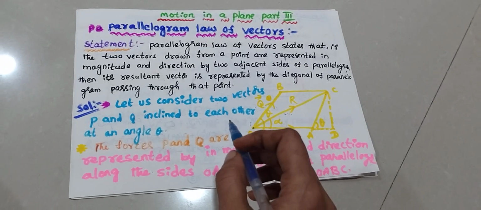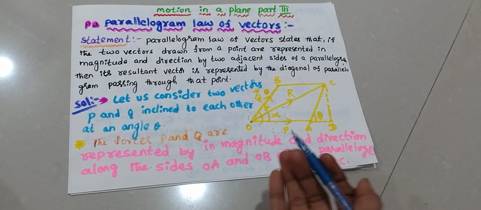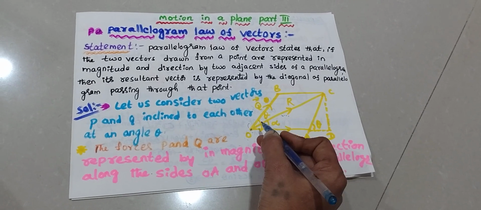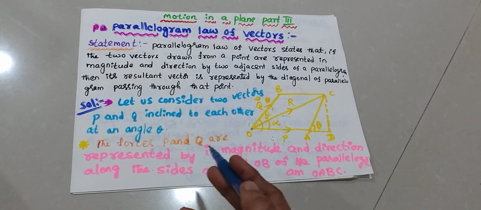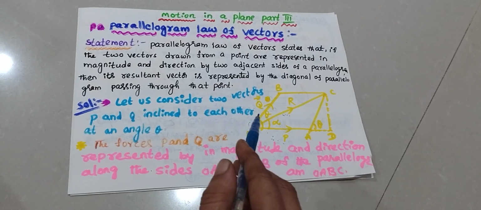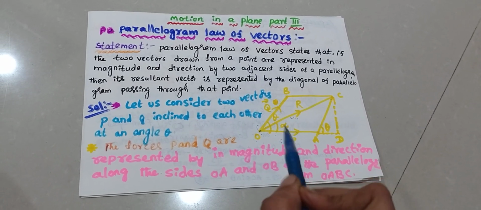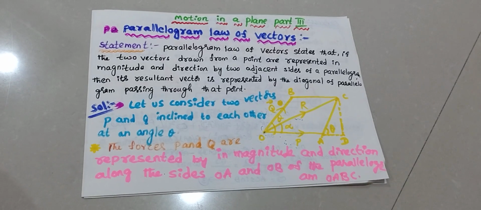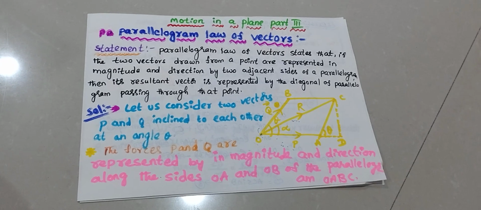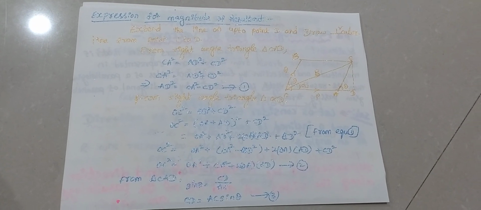Now this is the statement. Solution: let us consider two vectors P and Q inclined to each other, making an angle theta. The forces P and Q are represented in magnitude and direction along the sides OA and OB of the parallelogram OABC. This is the statement of the parallelogram law of vectors.